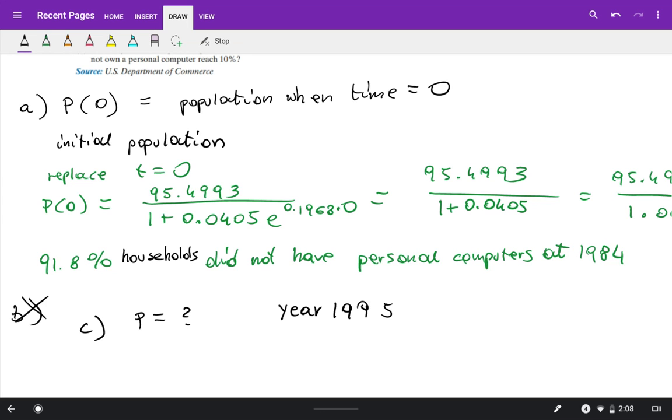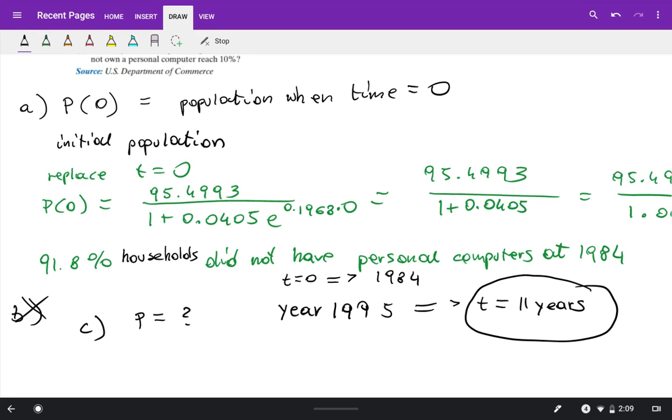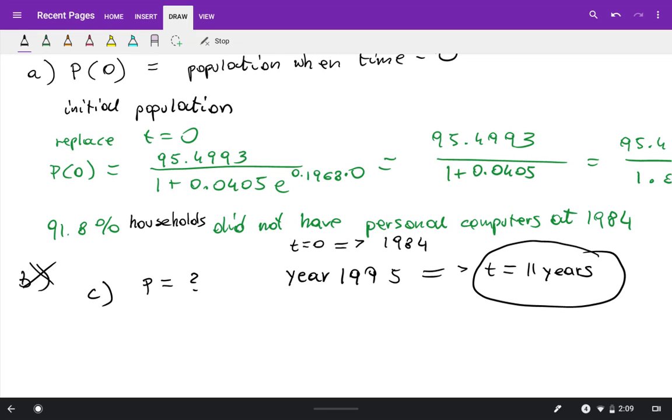So don't forget that t equals 0 represents year 1984. So year 1995 will be t equals 11. Okay, so that's 11 years since we started the study. Technically 1995 minus 1984 is 11. So to find that P, you're going to replace t in the equation with 11, not 1995.